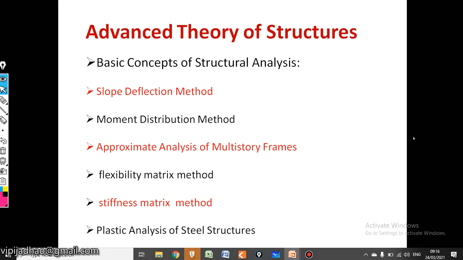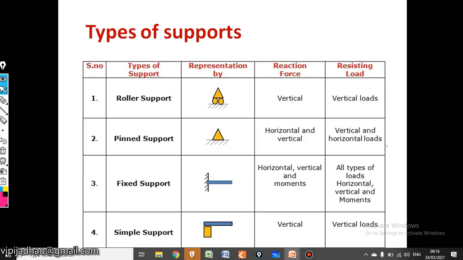Now we have seen the syllabus of advanced theory of structures. Now these are general points, which you have already learned in your engineering mechanics. There are different types of supports. The first type of support is called a roller support, which has only one reaction, that is the vertical reaction. Therefore it will be resisting the vertical loads only.